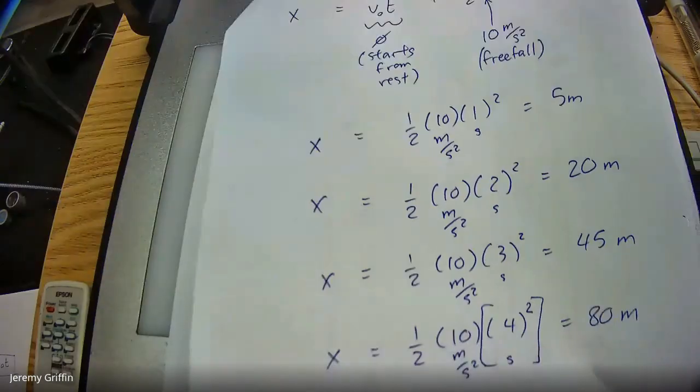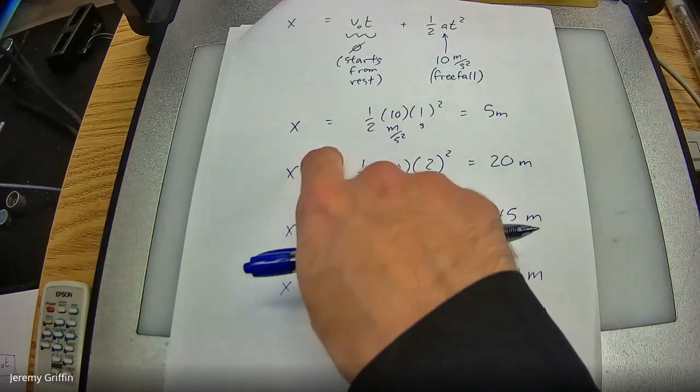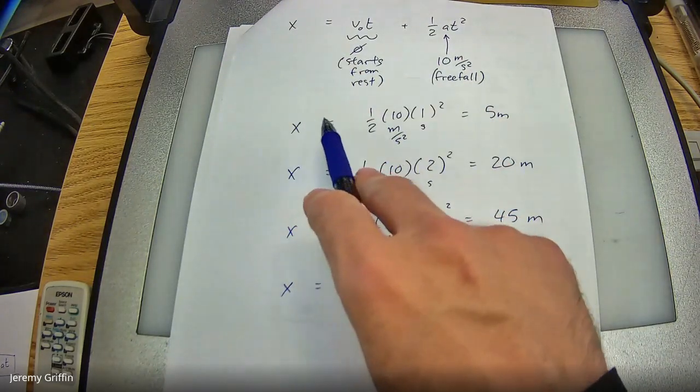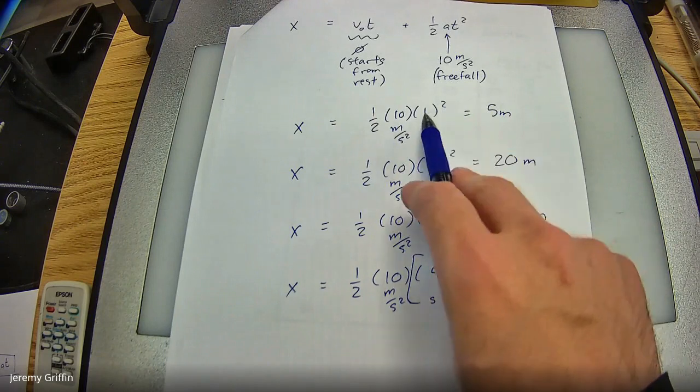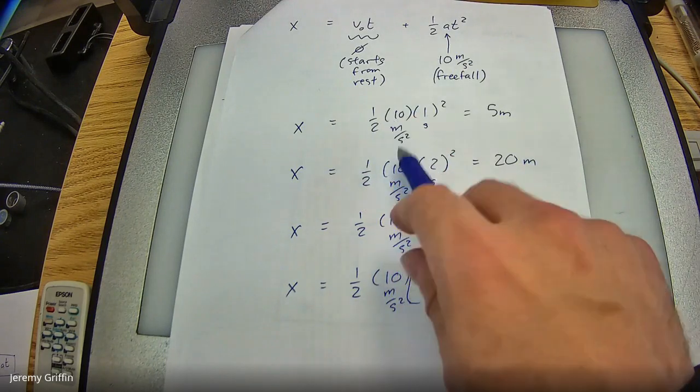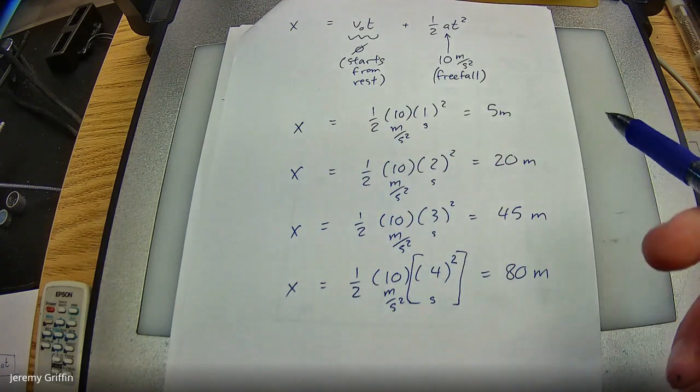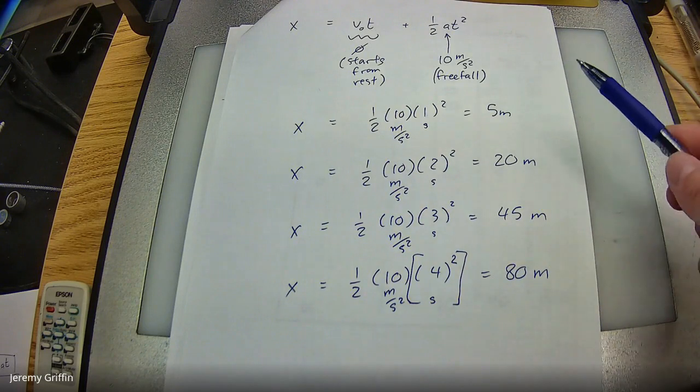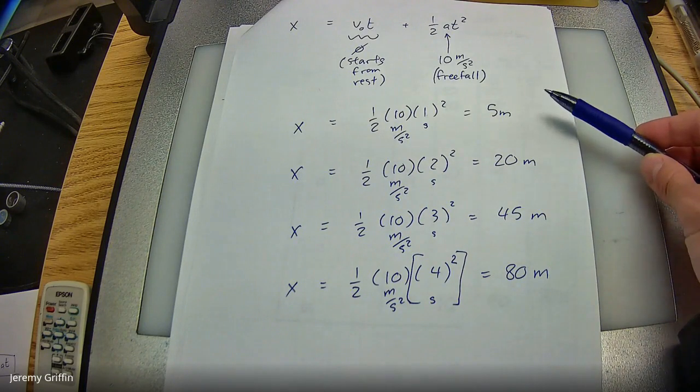Because you guys are AP, I bet you guys can do 1/2 at squared, right? Okay. Notes from last class. Okay. So 1/2 a, 1 second squared. Okay. I was going to ask you guys what I got, but oops, I just showed you guys all the answers. Okay. So after 1 second, it's fallen 5 meters. You guys get that? Okay.